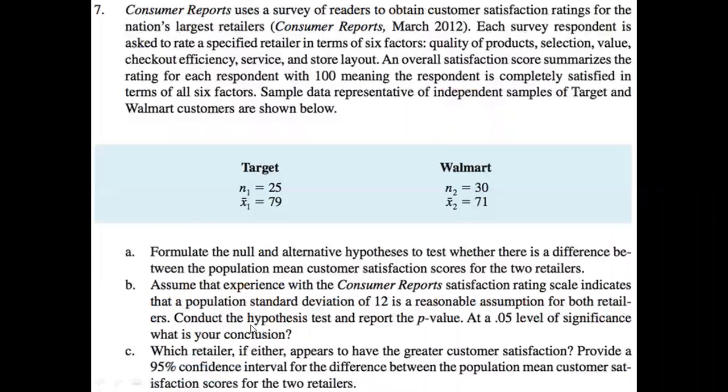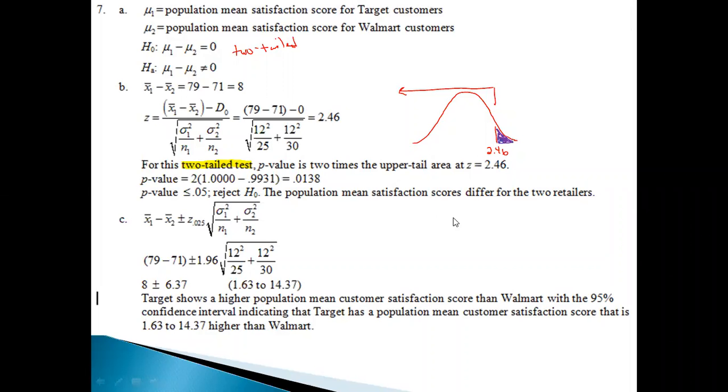All right, so the next one was which retailer, if either, appears to have a greater customer satisfaction, and provide the 95% confidence interval. Well, our confidence interval is just going to be our difference in means plus or minus z alpha over 2, z 0.025, because 0.05 divided by 2 is 0.025, and then times the square root of sigma squared over n1 plus sigma squared over n2. Plug in all our values. So that's the 1.96, and this is 8, and then we simplify all of this, and basically we get 8 plus or minus 6.37. So that gives us the interval 1.63 to 14.37.